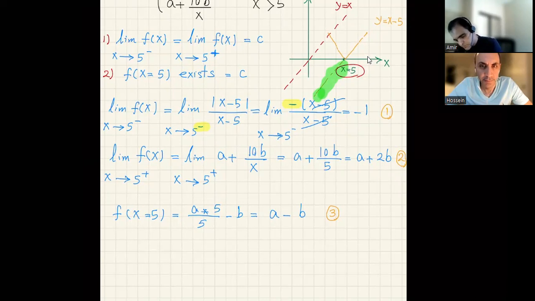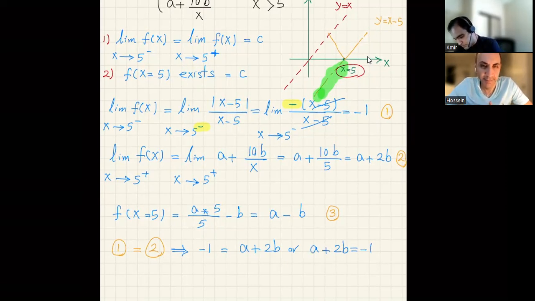Result number 1 equals result number 2, which is minus 1 equals A plus 2B. Or in other form, A plus 2B equals minus 1. So that is one equation that we need to solve to obtain those two unknowns, so we need another equation. Yeah, that's correct.